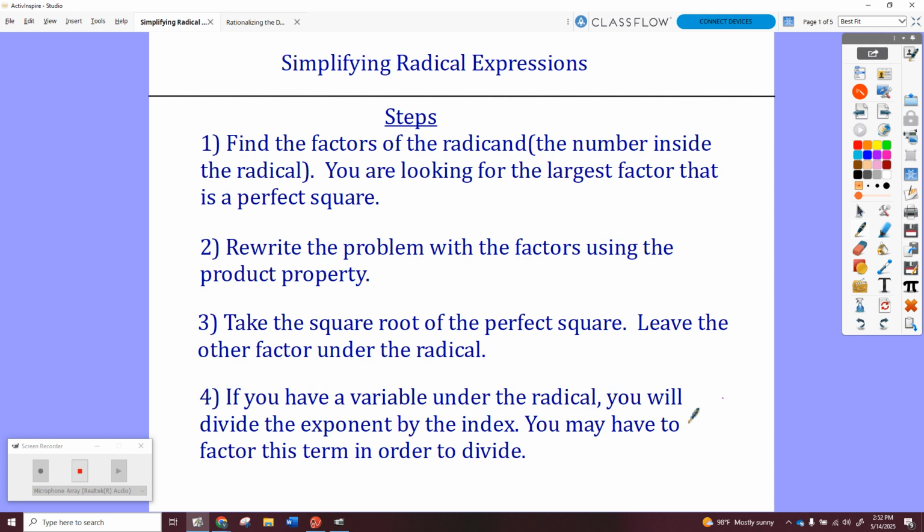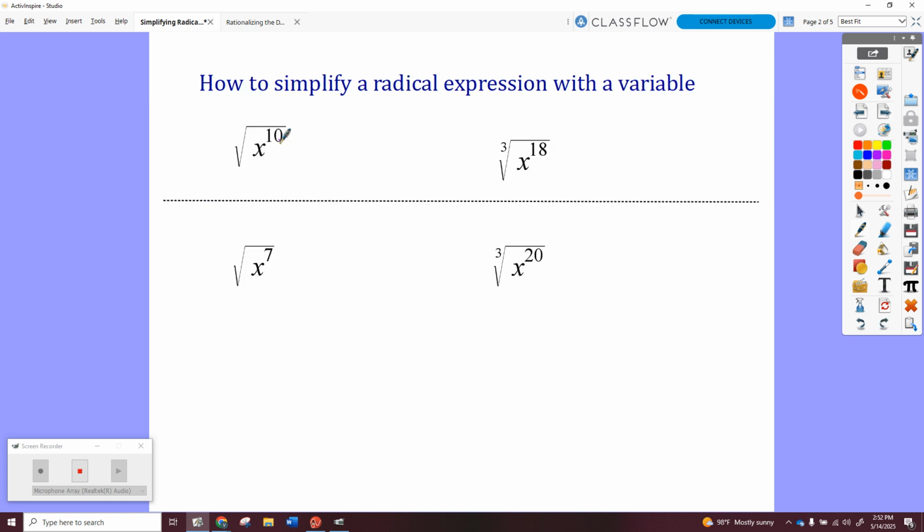divide the exponent by the index. So you're going to divide this exponent by the index. This index happens to be 2. If you don't see a number here, it's really a 2. So 10 divided by 2 is going to give you x to the 5th. So let's put that in real quick. Equals x to the 5th.